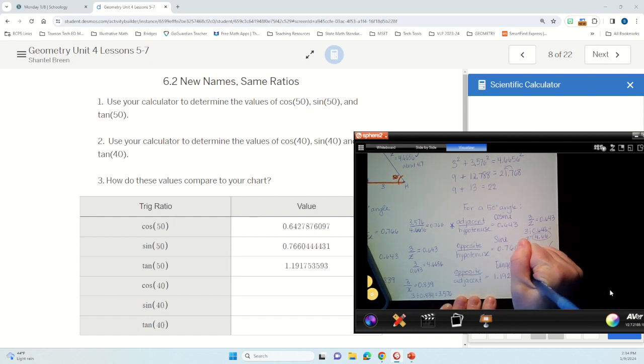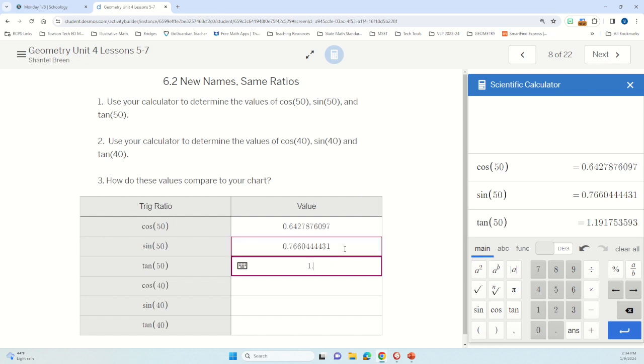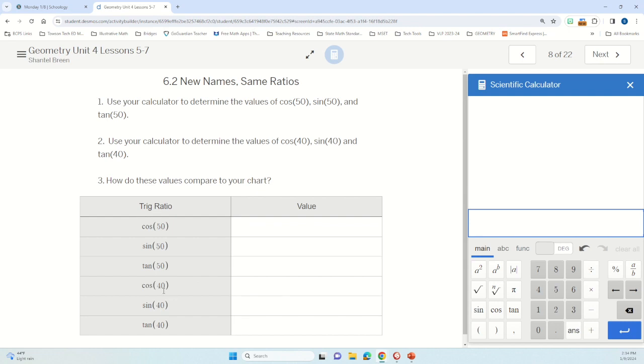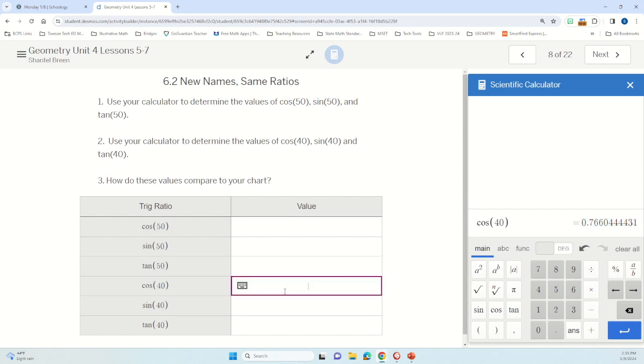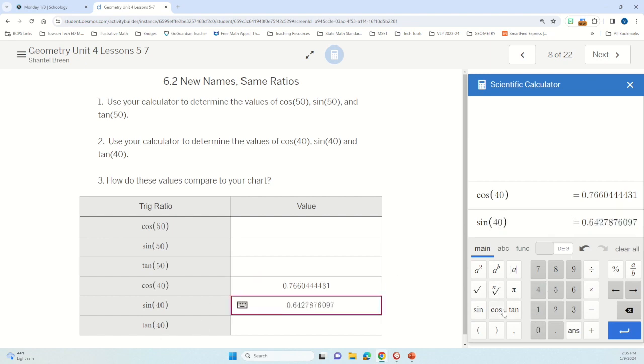Now, let's look at the 40. Okay, now I'm going to just delete these out so it doesn't get confusing, because when you get all these decimals in here, it does look a little confusing. I'm going to clear all. Okay, now cosine 40, sine 40, and tangent 40.